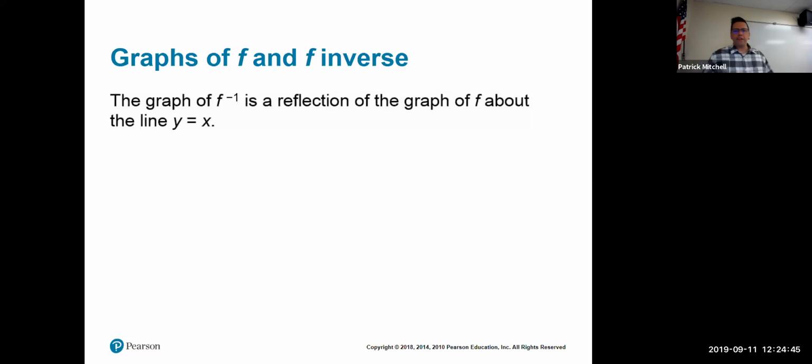So for example, let's say that the point (2, 3) was on your original function. (3, 2) would be on your inverse function graph, all right? And if you get enough of those points, you start to see that it's mirroring them across the line y equals x. All right, so let's see what that looks like.